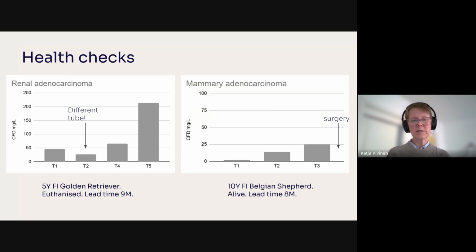On the right, there's a 10-year-old female Belgian Shepherd, where the initial sample had a very low level of cell-free DNA, looks completely normal. But then there's been a steady upwards curve. And after the third sample, the dog was diagnosed with mammary adenocarcinoma and actually had surgery. The lead time between the second sample, where we said already that there's something wrong, and the surgery was 8 months. So it was almost a year from the first sample to the surgery.